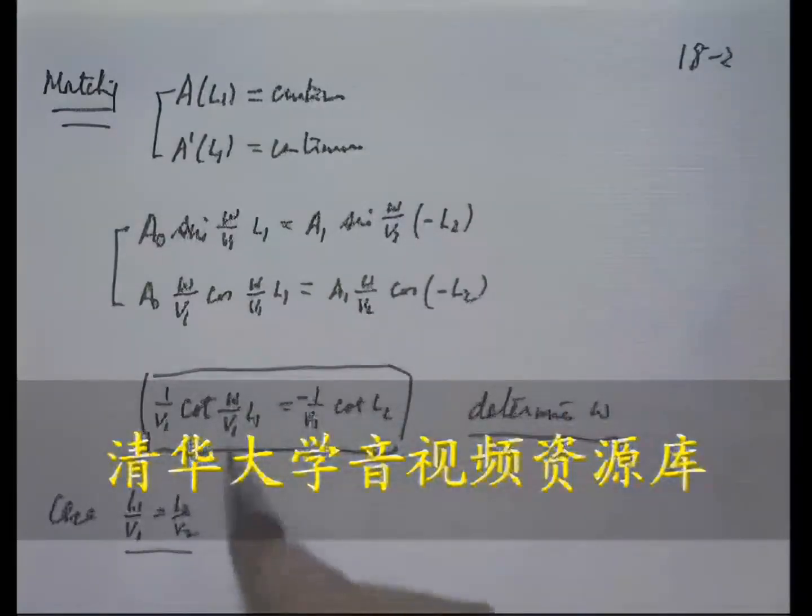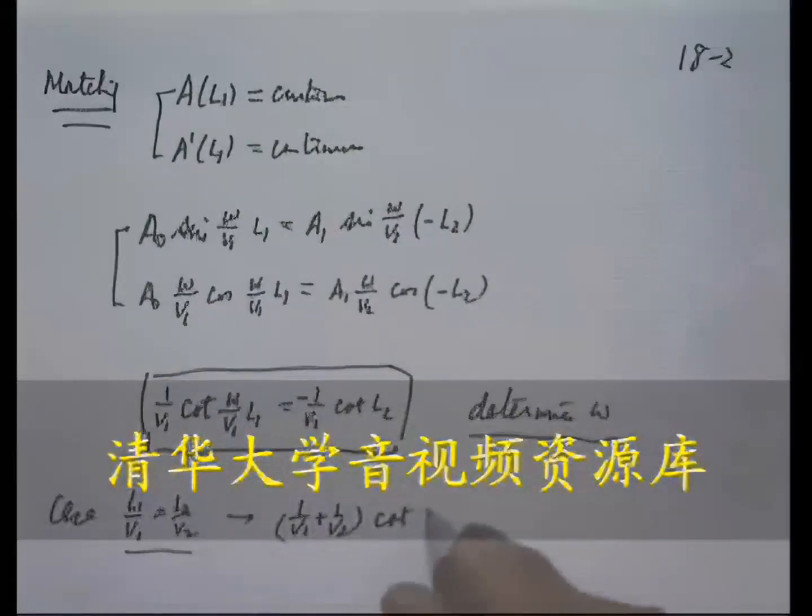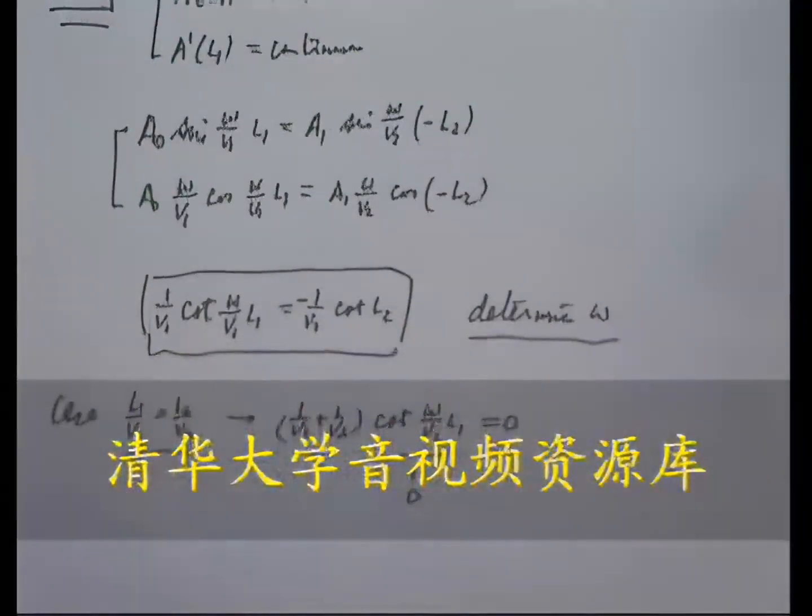In that case, this equation is, you get 1 over V1 plus 1 over V2 times cotangent of omega V1L1 is equal to 0. So this is equal to 0. That's very interesting. You would get omega equal to a series of possibilities, and you have the integer n in it.